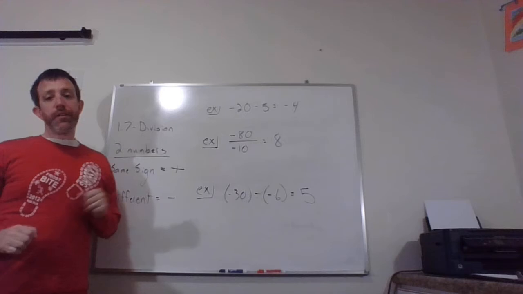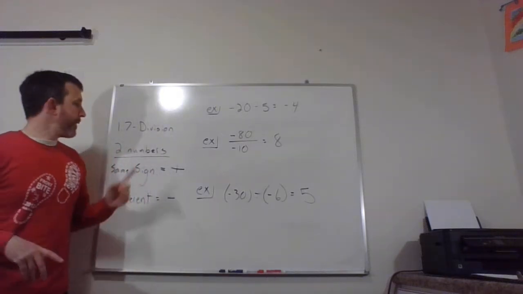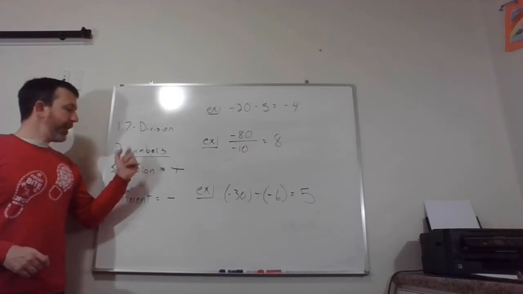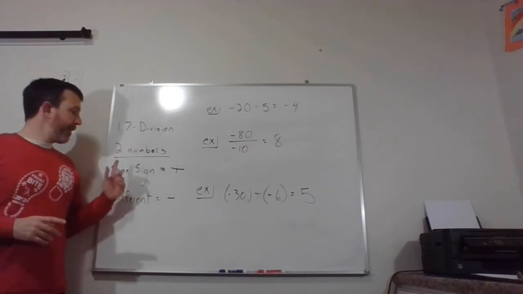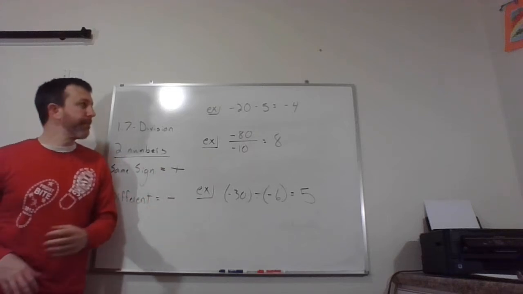Now, the really good news here is if you can multiply positive and negative numbers, you can do division because they have the same rules that we had for multiplication. So for any two numbers, if you're dividing them, if they have the same sign, you get a positive, and if you have a different sign, then you get a negative.